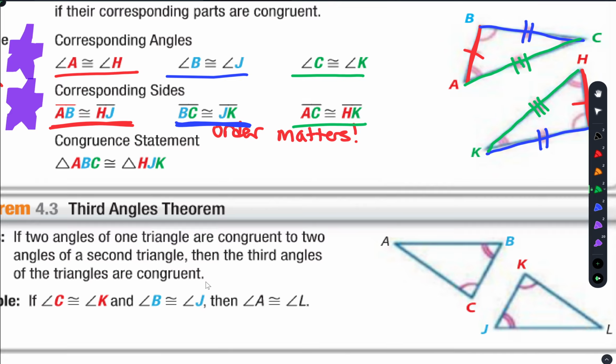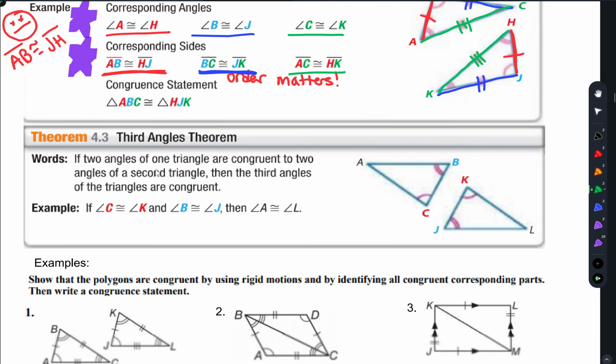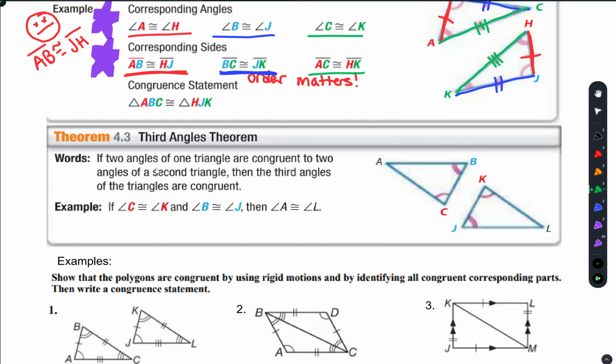The congruence statement is a very useful tool because just looking at it, I can tell exactly what pieces go together. If I wanted to look at the segment AB, it's those first two letters, I know it must go with the segment HJ. So this is a super useful thing. Sometimes it's given to us, sometimes it's not, and we have to write it ourselves. Any questions on that? I am going to be picky about the order that you are writing things in, so make sure that you understand that concept.